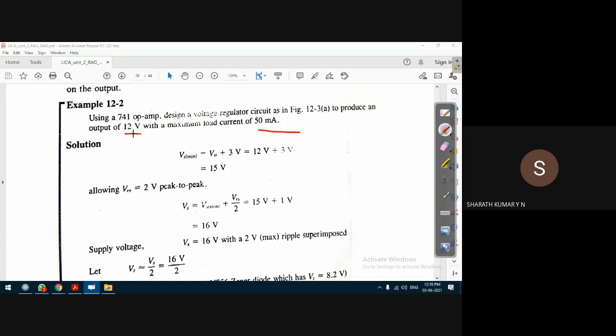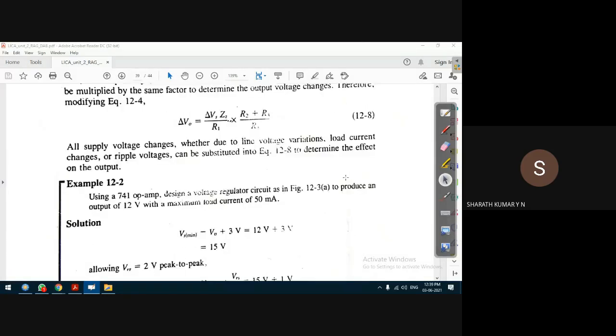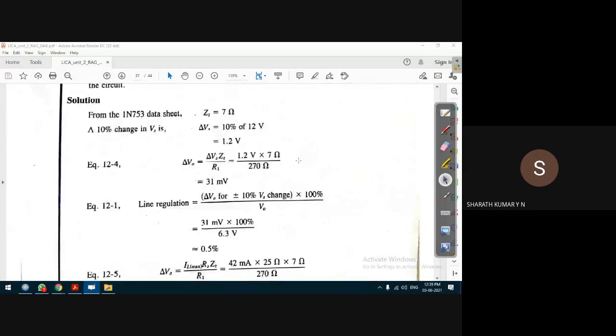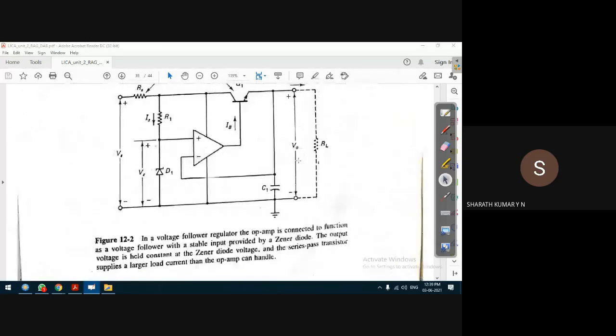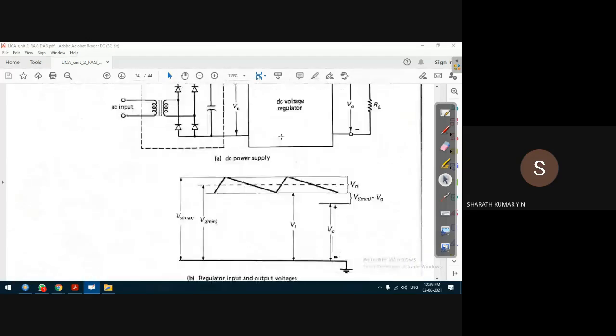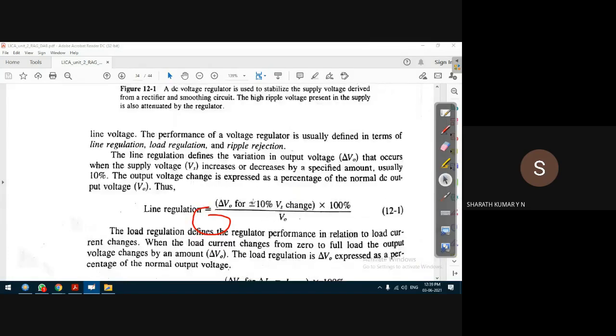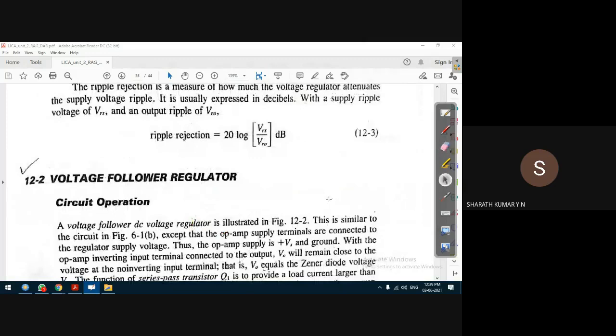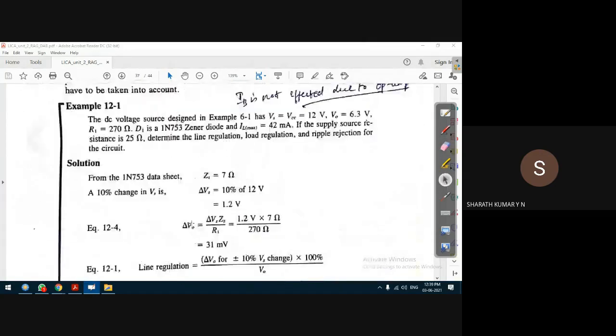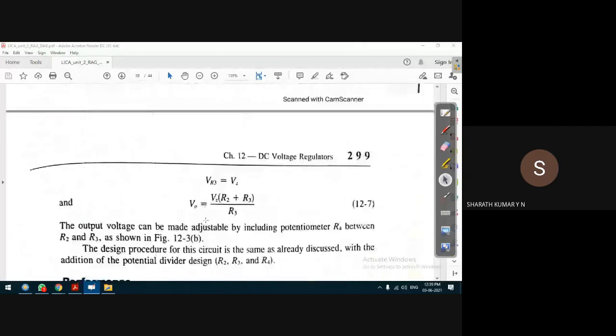With the 12 volts, there is Vs minus V naught equal to 3 volts. We had understood this in the earlier class: this difference is 3 volts. In this diagram, the output voltage is 3 volts less than the Vs minimum. This is the Vs minimum, this is the output voltage, and this gap, this difference, is 3 volts.